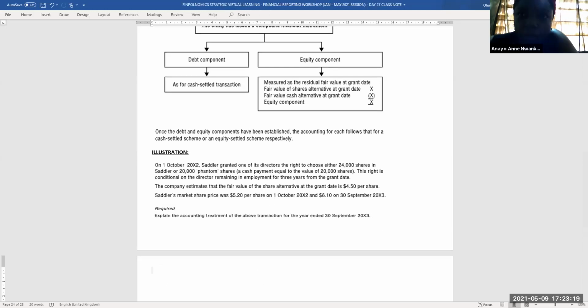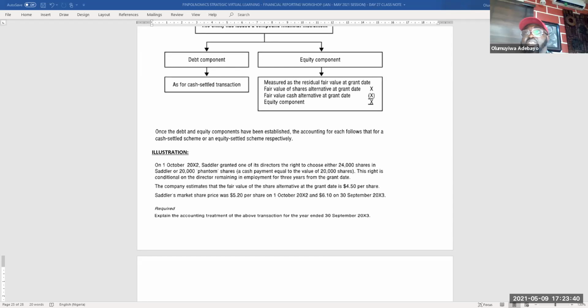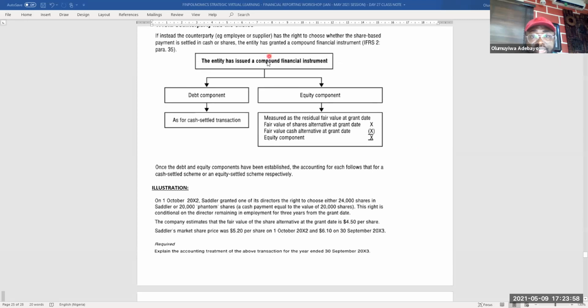Once the debt and equity components have been established, the accounting for each follows that for a cash settled scheme or an equity settled scheme, respectively. Illustration, on 1st October 2020. Before the illustration, remember what I said earlier: where it is the employee that has the option, you need to treat it much more as a compound instrument. In that case, the compound instrument has to be separated into the debt component and equity component. The debt component is measured in line with the cash settled. The equity component is the residual.